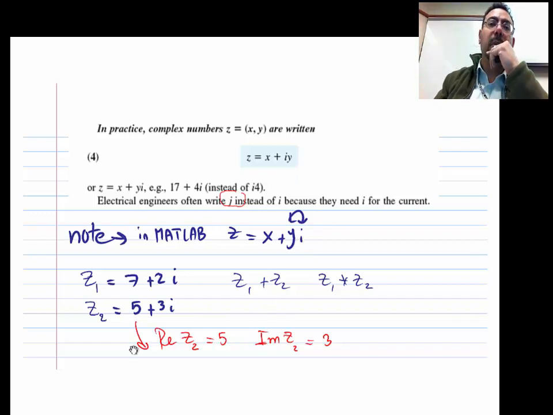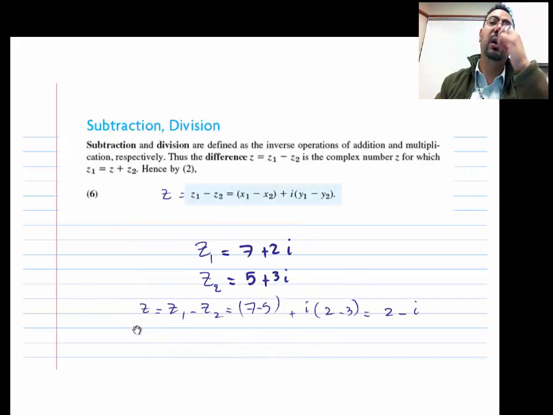Okay? So again, this is the real part and this is the imaginary part, and you can get this from MATLAB too. If you give it a complex number, you ask what the real part is and what the imaginary part is, and it will give you the two components of the complex number. Subtraction is the same as addition. Again, you go with the real parts together and the imaginary parts together. So this minus this: 7 minus 5 by itself, and 2 minus 3 by itself. Okay?